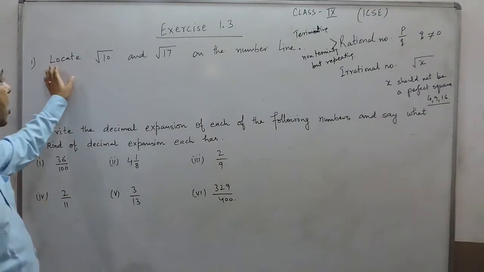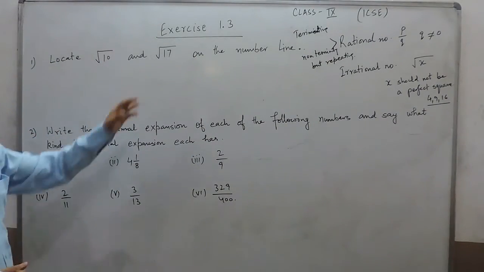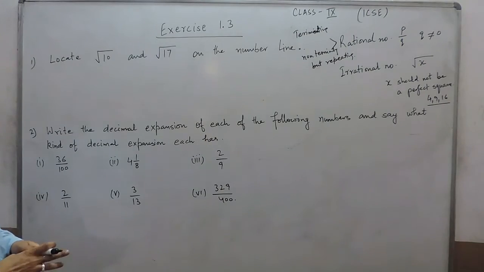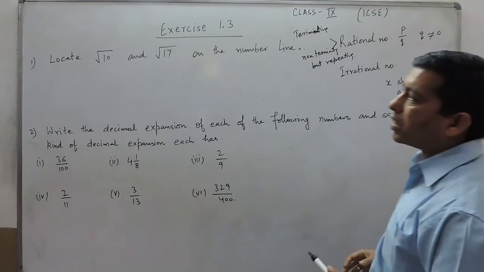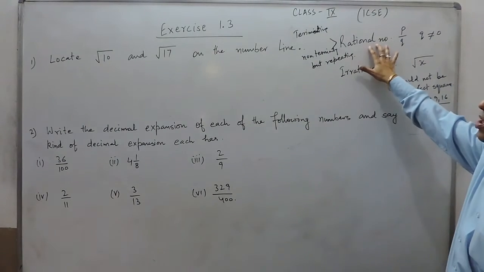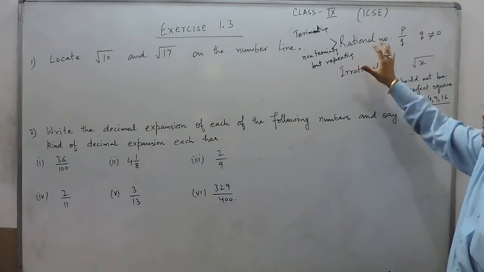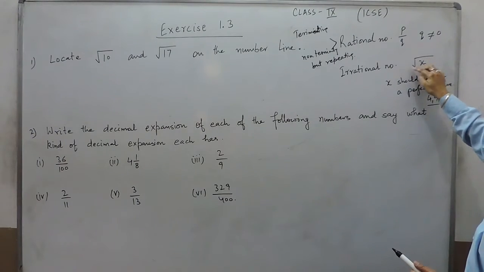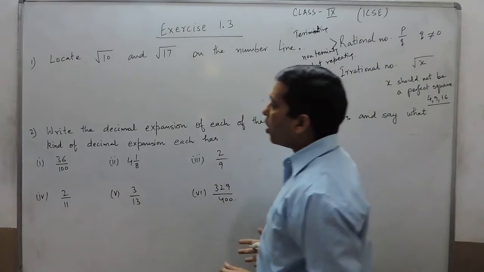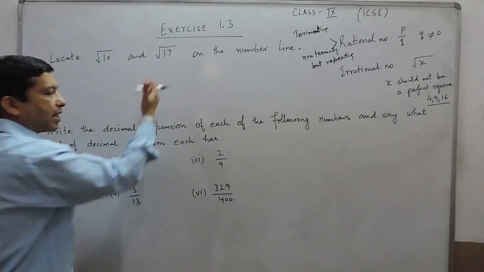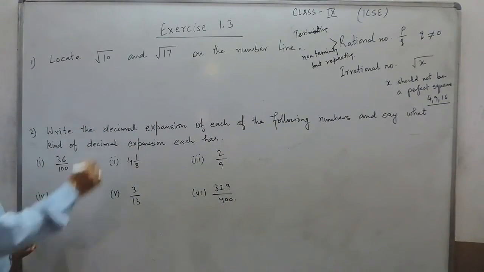The first question is: locate under root 10 and under root 17 on the number line. The first and foremost thing is we should understand that under root 10 and under root 17 are not rational numbers because they are in the form of under root of x, where x is not a perfect square. 10 cannot be considered a perfect square and 17 is also not a perfect square.